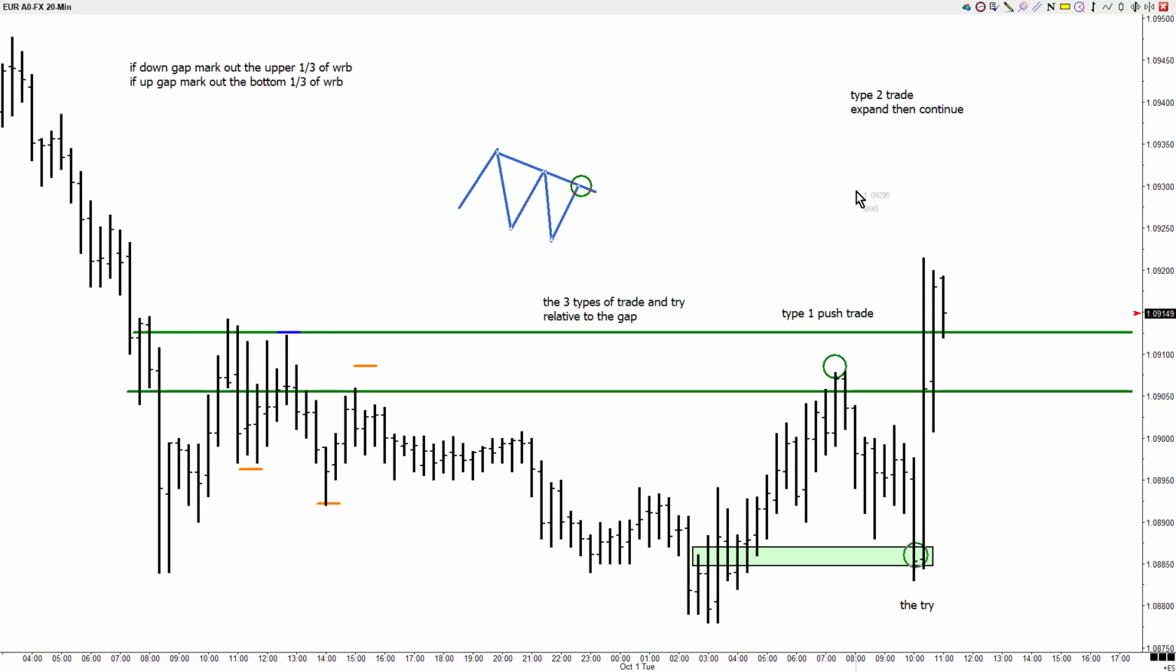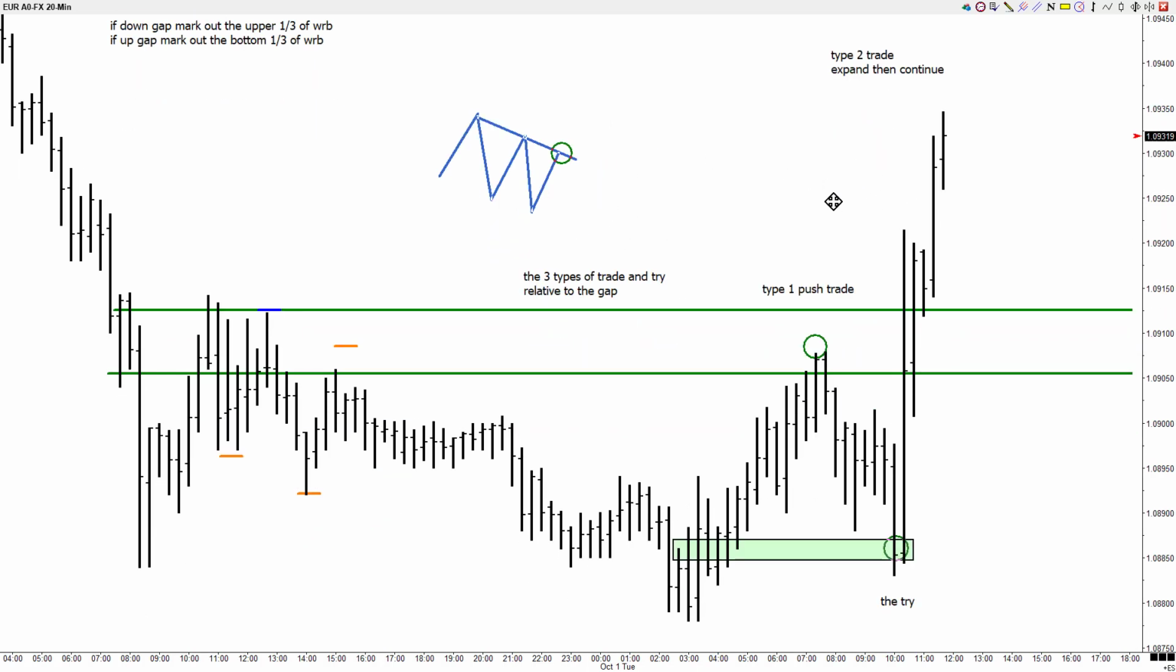Expand, then continue. So what this is saying is the market's not pushing anymore, right? If you've ever tried to push a market, you know the feeling of it, right? You're trying to push the momentum and it expands. See, the blue leg expands, stops you out, and then continues. That's called a type 2 trade. Expand, then continue.